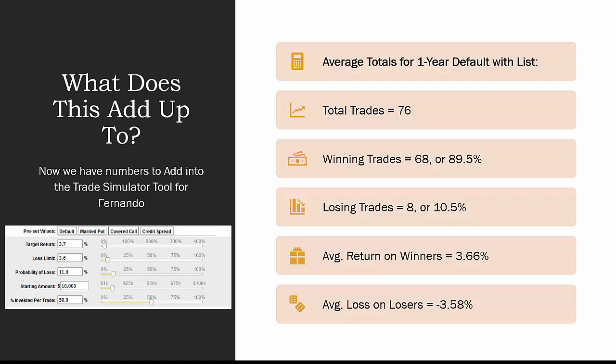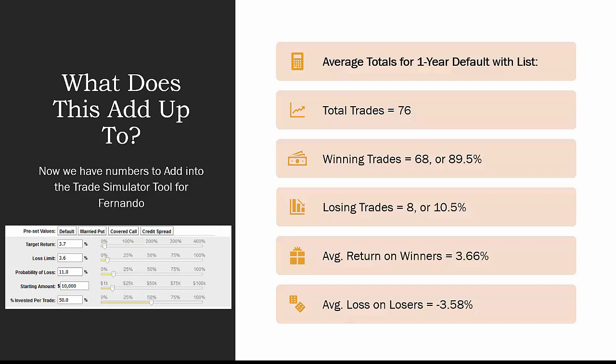We had 76 total trades of the same 1-year time frame, but the number of winning trades was 68, or 89.5%. There were only 8 losing trades, or 10.5% of the total. Average return on the winners was only 3.66%, but the average loss on the losers was down to 3.58%. So this gives us targets for that trade simulation: target return of 3.7%, loss limit of 3.6%, probability of loss, well, let's go to a little higher side. We'll go to 11%. It's somewhere between 10 and 11%.